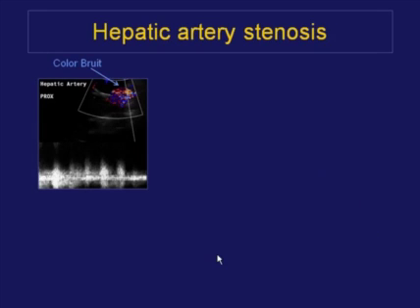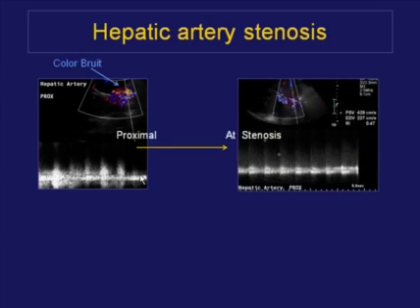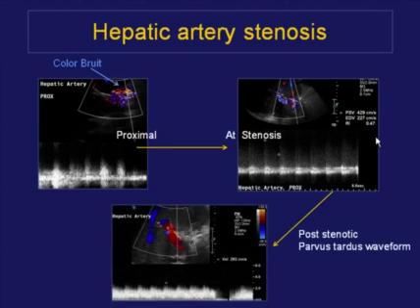So here's a typical example in which we could actually find the stenotic segment of the artery. This is the hepatic artery, and actually what you're seeing mostly here is a color bruit due to the high velocities and significant turbulence at the site of the stenosis. At the actual stenotic site, we were finding peak systolic velocities that were quite high, of 429 centimeters per second, with a quite low resistive index. Post-stenotic, further distally at the porta hepatis, we had a parvus tardus waveform.